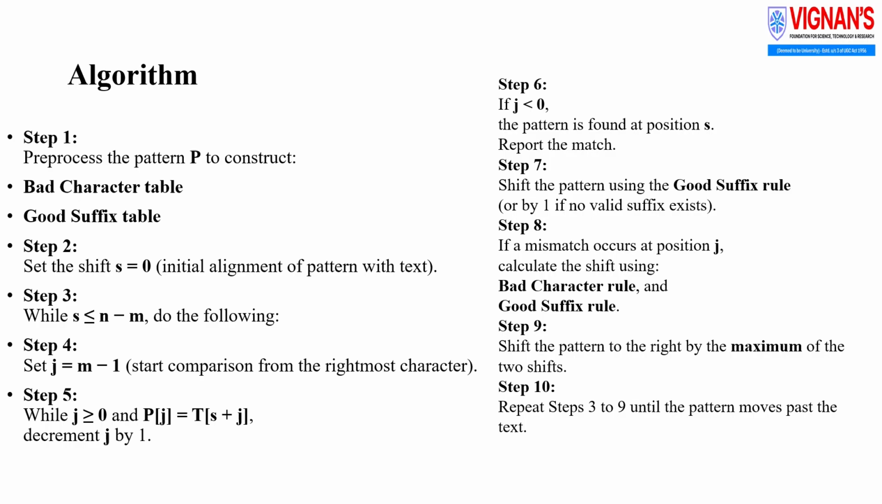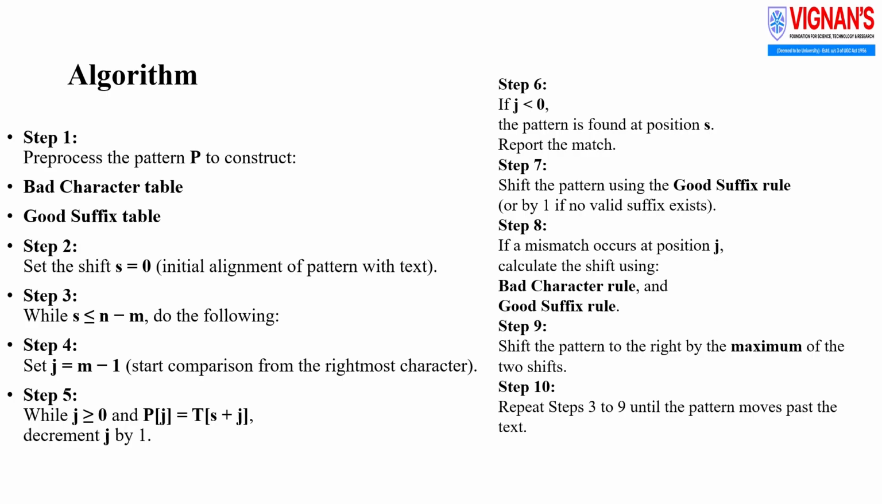Step 4. Set J equal to m minus 1 and start comparison from the rightmost character of the pattern. Step 5. While J is greater than or equal to 0 and P[J] equals T[S + J], decrement J by 1. Step 6. If J is less than 0, the pattern is found at position S.